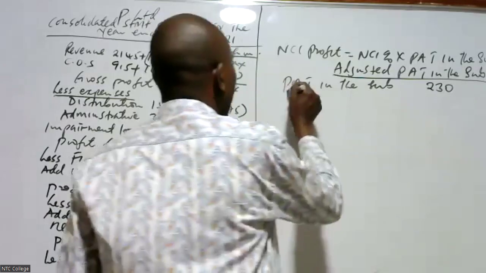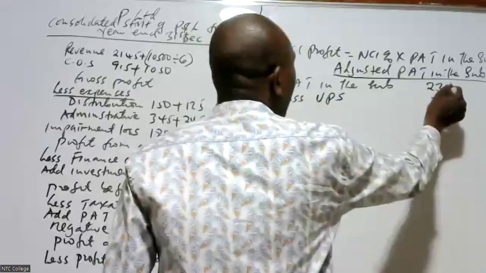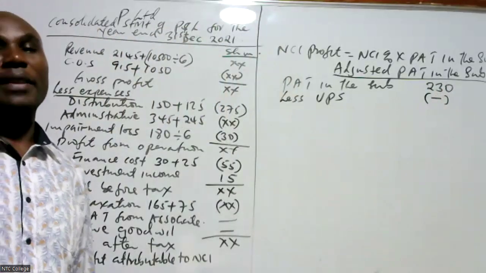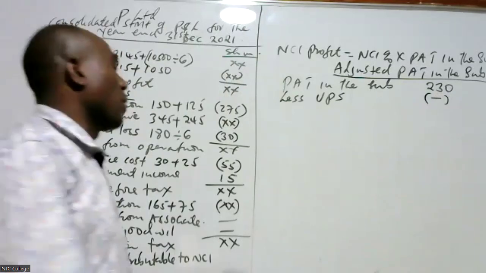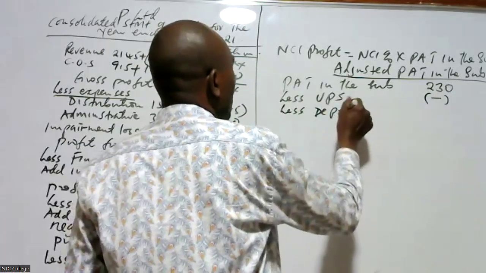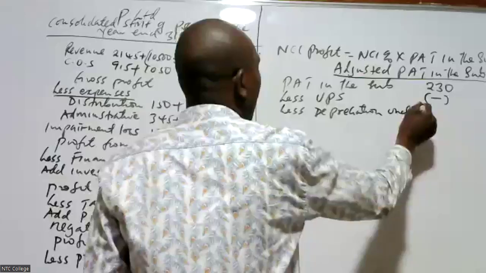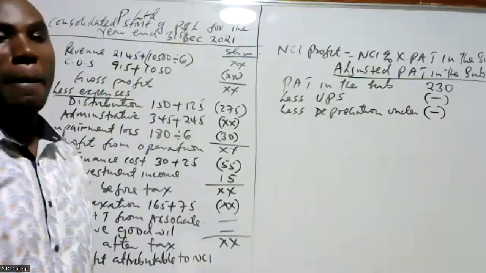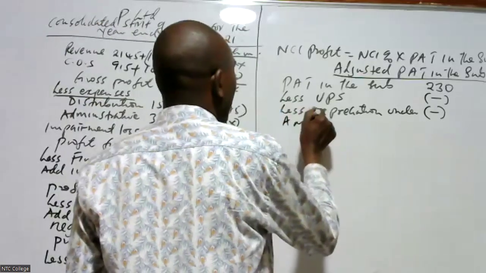Then we come to less UPS. UPS, we said, if the subsidiary is the selling company. In this question, we did not have the UPS. We come to less depreciation under, of which in this question there was no depreciation under. We come to less amortization.